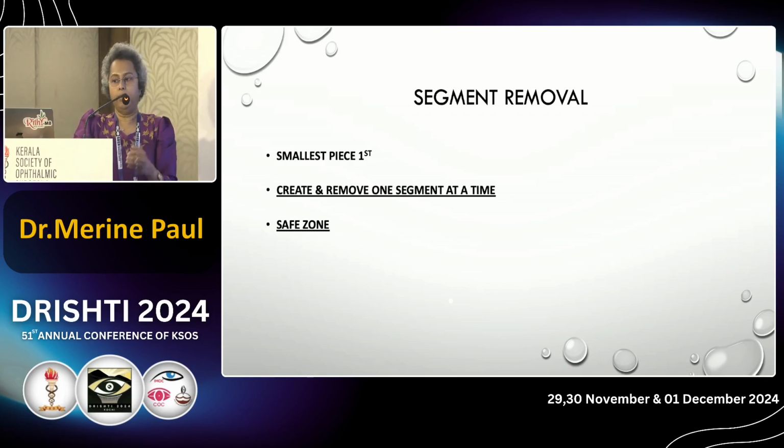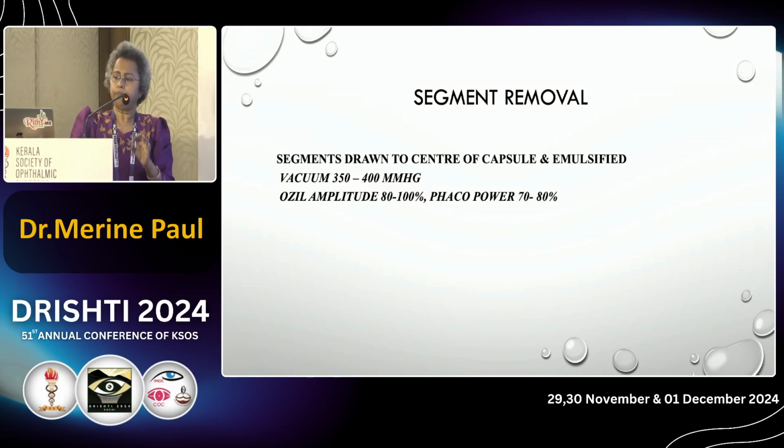So coming to segment removal, always remove the smallest piece first. Create and remove one segment at a time, and always keep your phaco probe tip in the safe zone. So these are my parameters. You can have yours, but always bring the segments to the center of the capsule and emulsify them as far as possible in the center, at least at the pupillary plane. Don't come forward or go into the bag either.